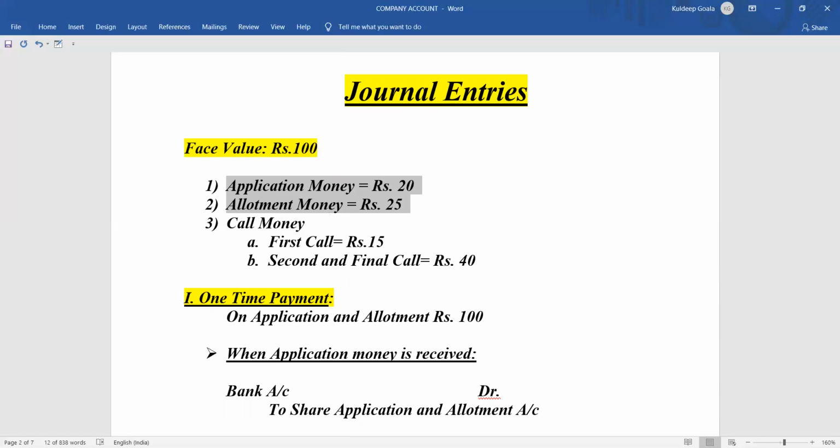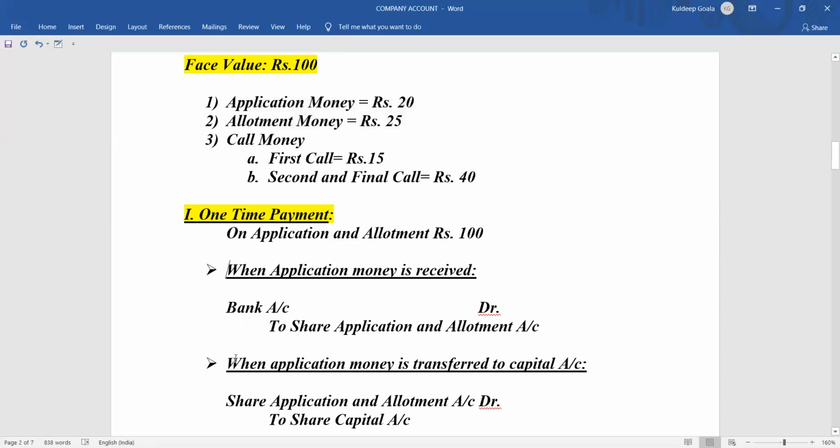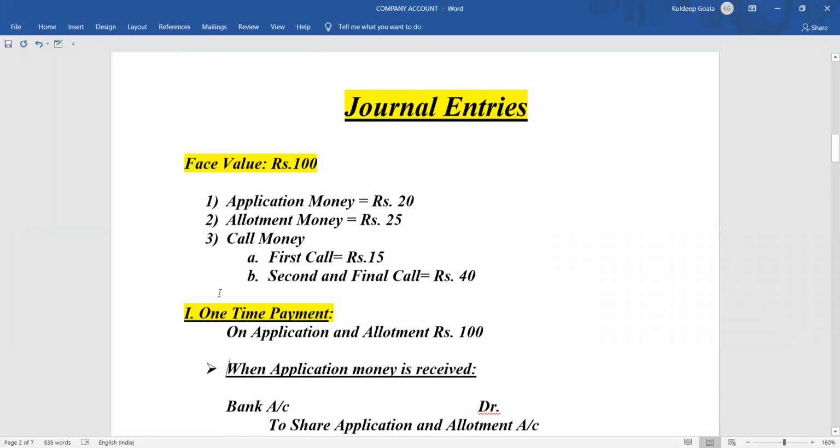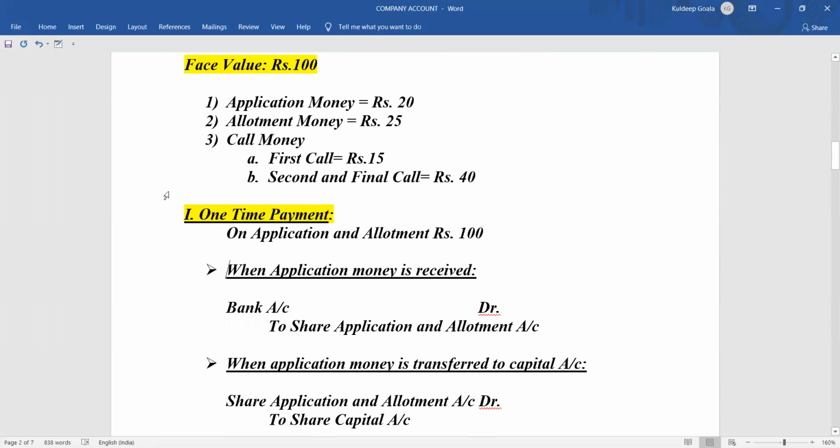So coming to the next situation, there are two situations of taking the money. First one is one time payment. अगर पूरा का पूरा पैसा एक बार में लेता है. As I have already told you, the two important situations will remain the same, that is application and allotment. If all the money is taken at a time, then we will take it as a situation of applying as well as allotting.